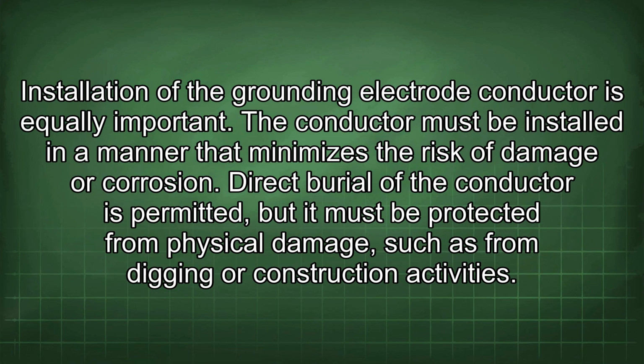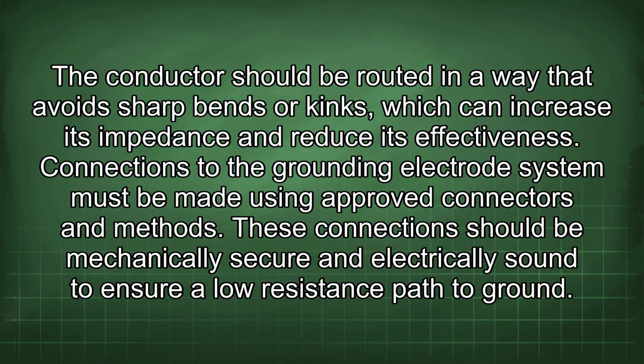Installation of the grounding electrode conductor is equally important. The conductor must be installed in a manner that minimizes the risk of damage or corrosion. Direct burial of the conductor is permitted, but it must be protected from physical damage, such as from digging or construction activities. The conductor should be routed in a way that avoids sharp bends or kinks, which can increase its impedance and reduce its effectiveness.